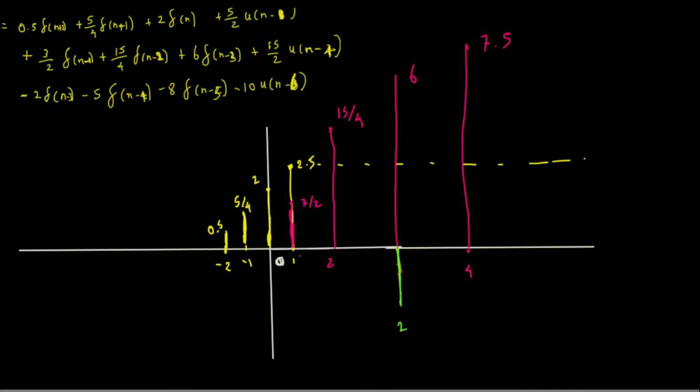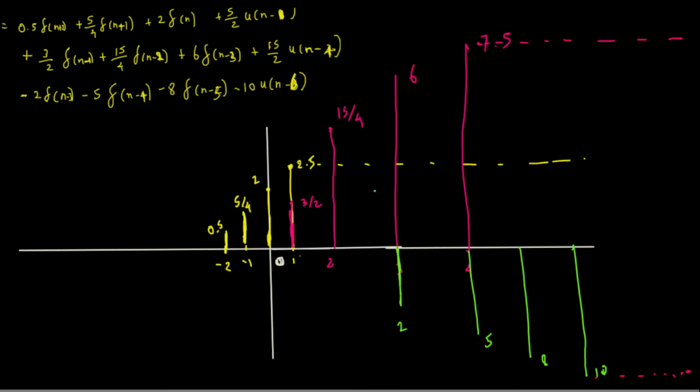And then at 4, we have the amplitude 5 here. And then at 5, we have 8 downward. And then at 6, we have 10 downward. Okay, so this is the final expression. And the last ones, we have to put a unit step function. So this 7.5 keeps on going forever. So I put a dot line for this, and this one also goes forever until the last point.